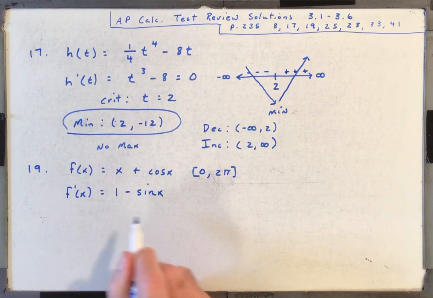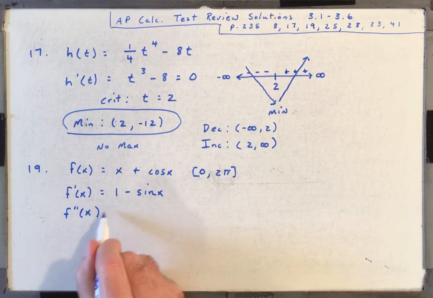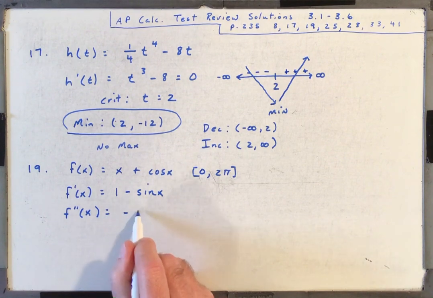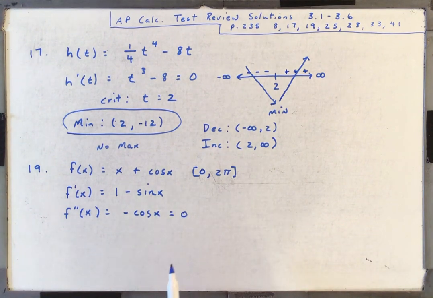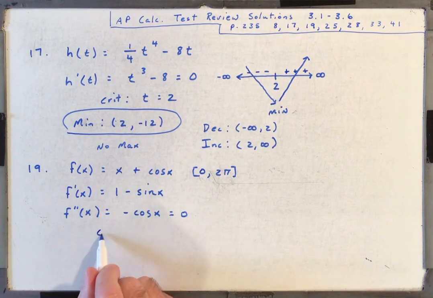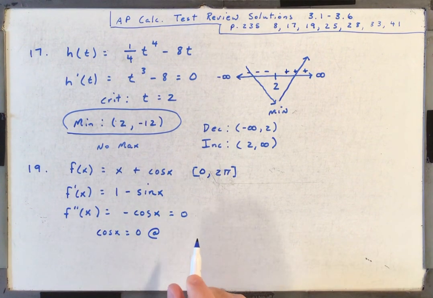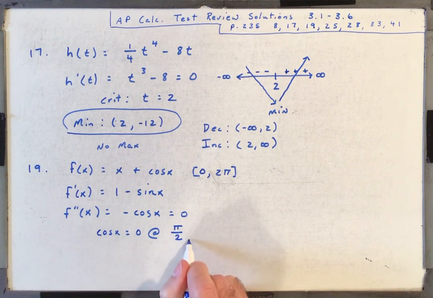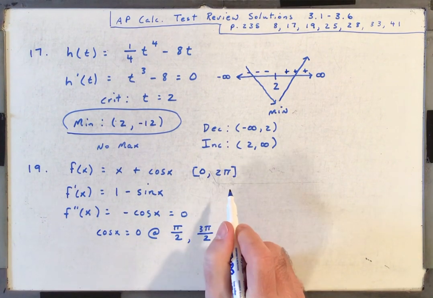We don't have to set that equal to 0 because we're going and finding now the second derivative. And that's going to be derivative of sine is cosine. So minus cosine x, set that equal to 0. Well, on the unit circle, cosine x equals 0 at pi over 2 and 3 pi over 2 within this interval between 0 and 2 pi.